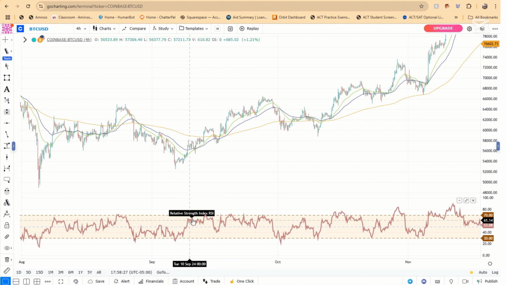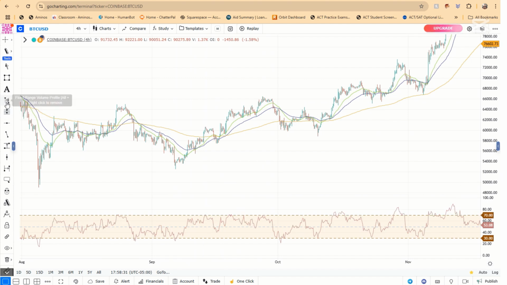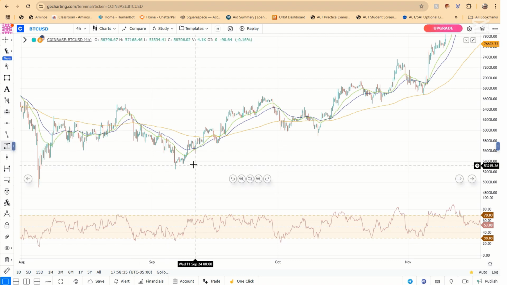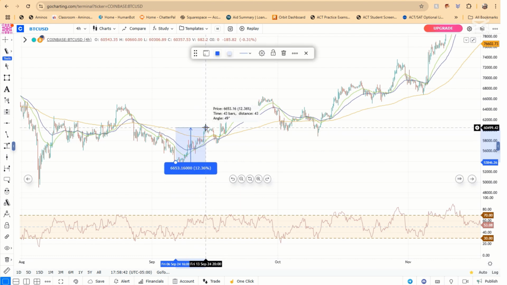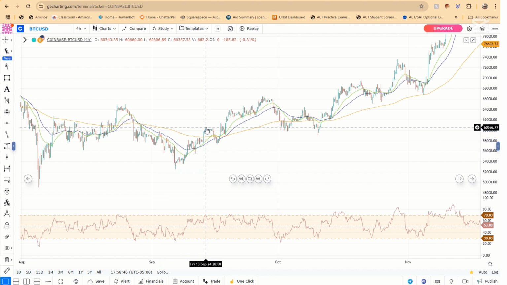We take this thing, we ride it up, and maybe once we get out there, right when it touches the 70, let's just take a look. If we did that, if we caught that pretty nicely, up to the 70, look, that's another 12% right there, right? It's not too long of a time frame.